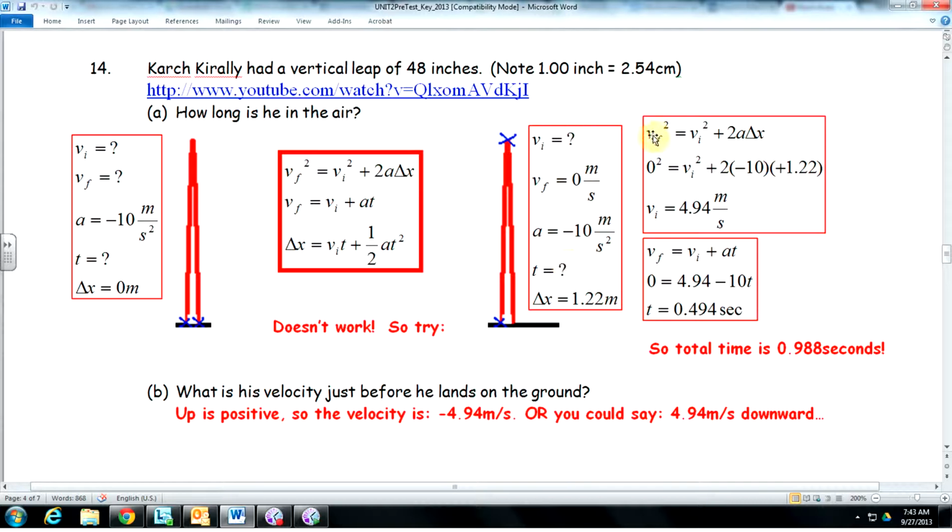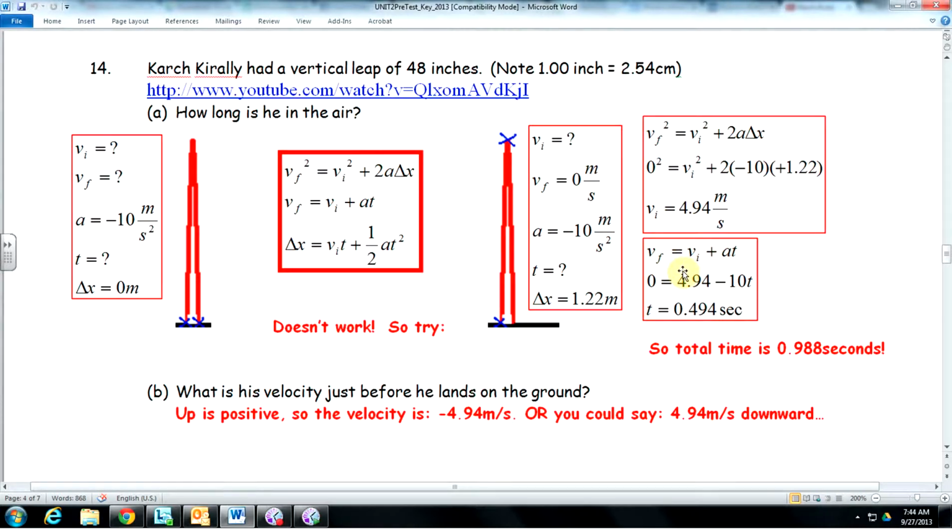I went with the VF squared and VI squared equation here. Be careful here with your negatives. The a is negative 10, and the displacement is a positive 1.22. And so you end up getting a VI, taking a square root. Be careful deciding whether we need a positive or negative. We need the positive because obviously he's going upwards at the start, and that gave us the initial velocity as he leaves the ground.